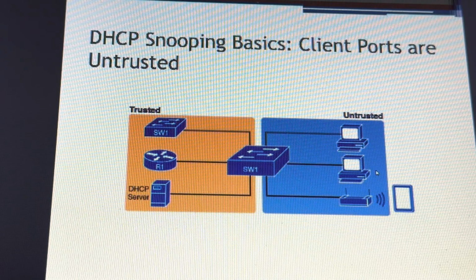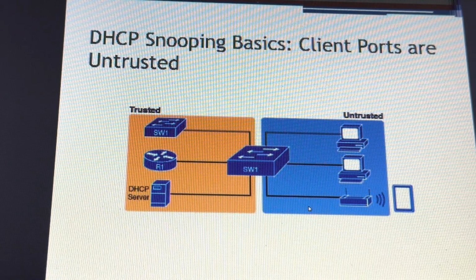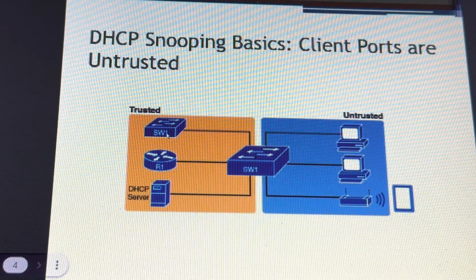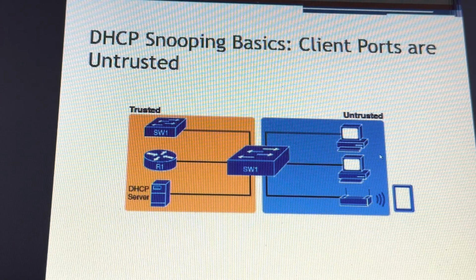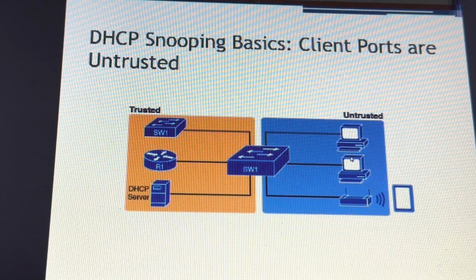So in this case, we have a trusted switch one, and we have a trusted set of ports, and we have an untrusted set of ports. So the trusted set is ports from another switch. We want to allow DHCP. Ports to the router, we want to allow DHCP. Ports to the DHCP server, we want to allow it. But we don't want to allow it from any other client devices, right? Anybody else plugs in and tries to do a DHCP request, we don't want that to occur.